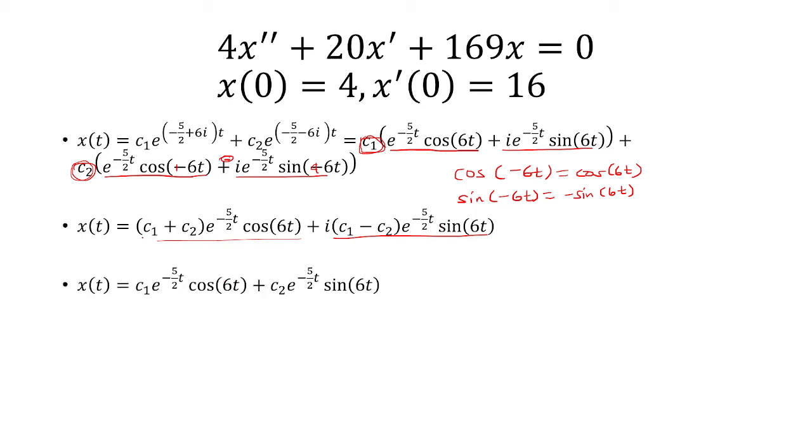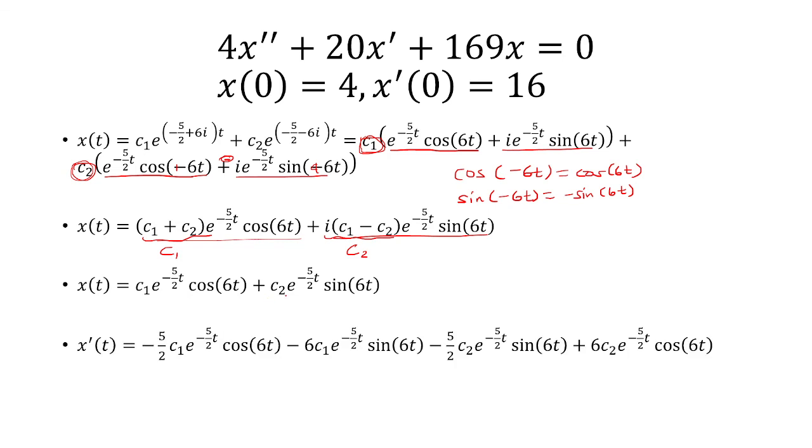So now c1 plus c2, we could just call that some other constant, c1, and then i is also a constant, and c1 minus c2 is another constant, so I'm going to call it c2. Okay, so this is my general solution. So now I can take the derivative of this thing. We'll have to use the product rule.